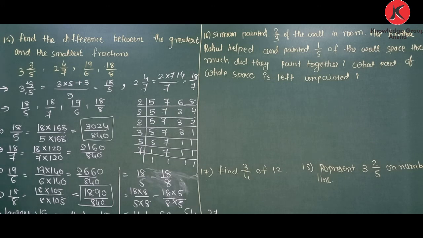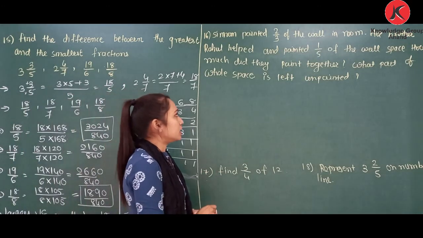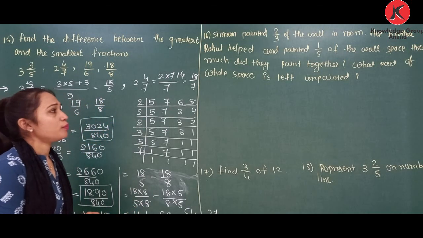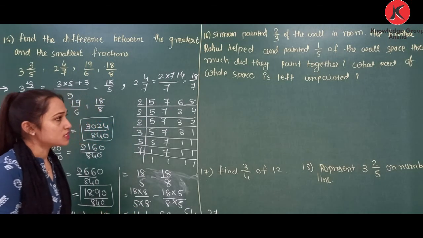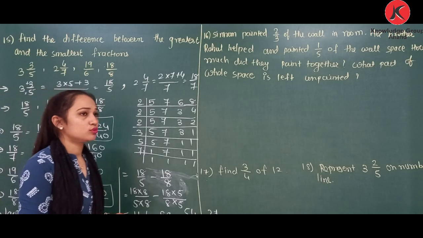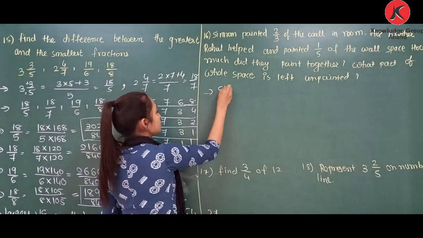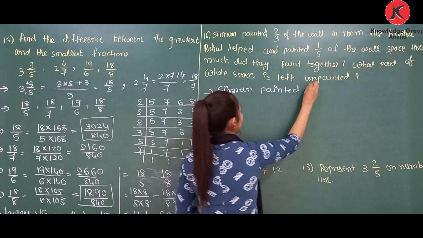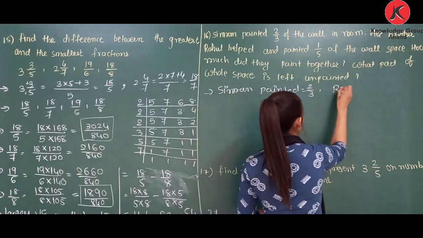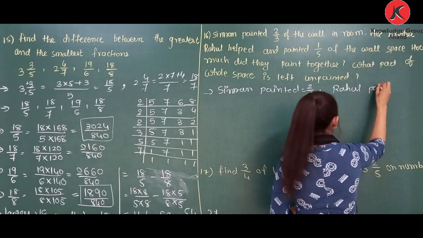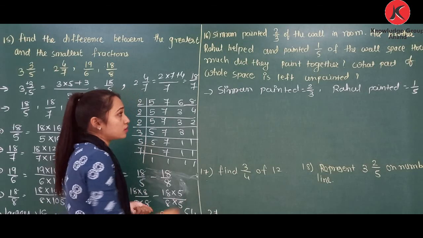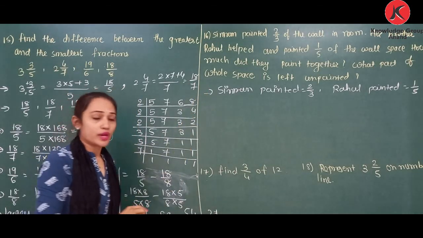So this kind of question can be asked for 2 or 3 marks. Now next, Simran painted 2 by 3 of a wall in a room, and her brother Rahul helped and painted 1/5 of the room wall space. How much did they paint together? So Simran painted 2 by 3 part and Rahul painted 1/5.